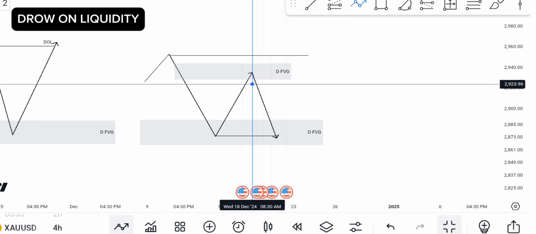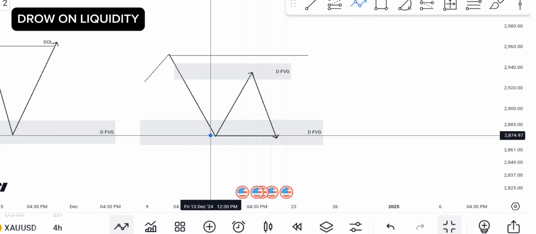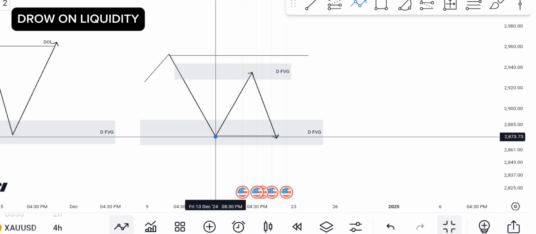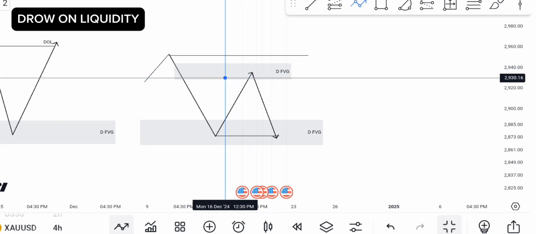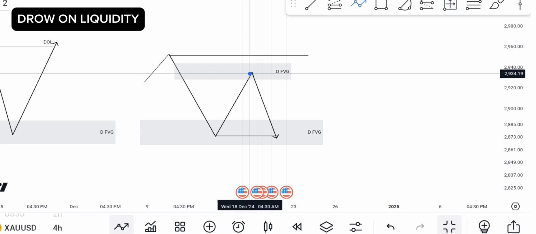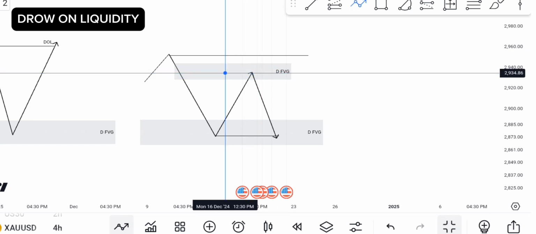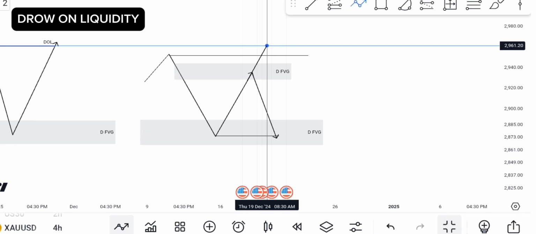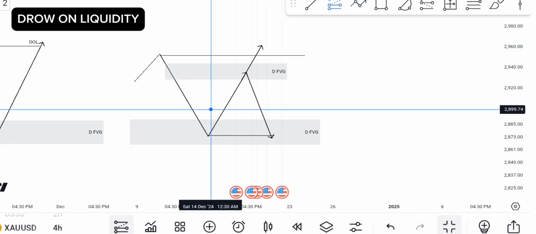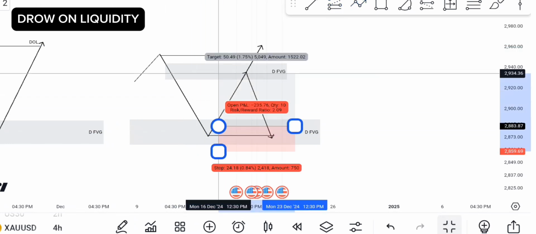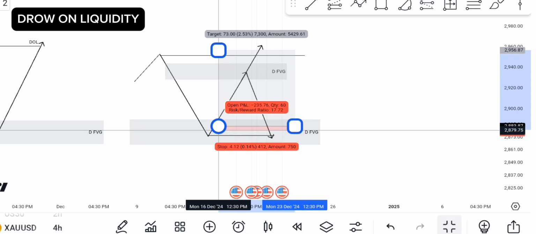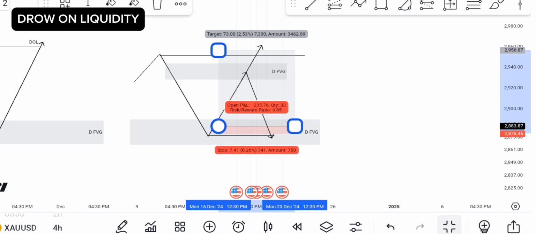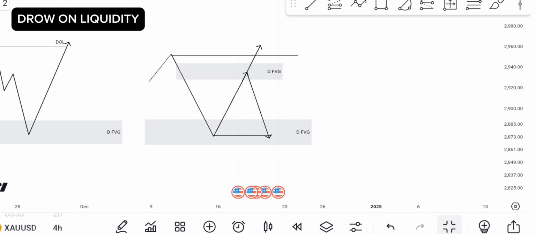So what happened here? Price tapped its daily fair value gap and started bouncing from it, and again stopped here, because there is another daily fair value gap. In case there is no daily fair value gap here, price will go like this. Okay, and we can enter from here and target this swing high. We will discuss more about entry models, but first just try to understand what draw on liquidity is.